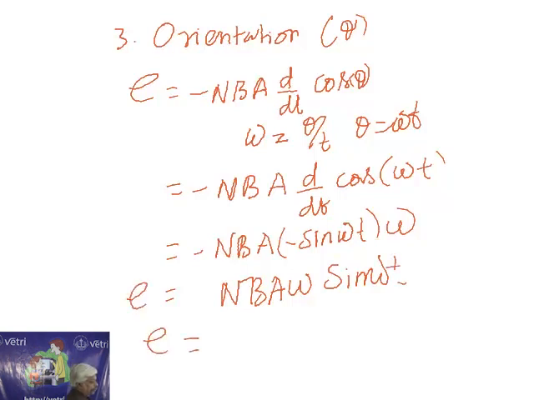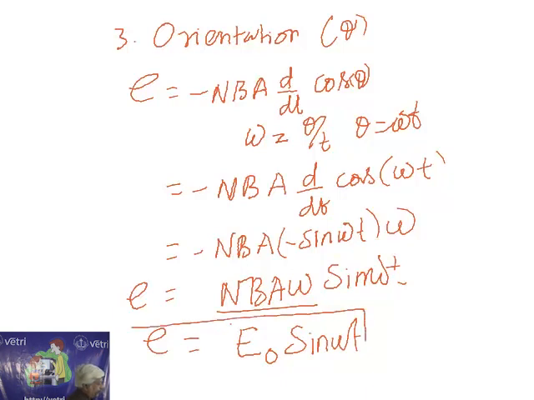Or E is equal to, this value can be modified as E naught sin omega t. E is equal to E naught sin omega t. Such an EMF is induced when you are changing the angle of orientation. What is the meaning of angle of orientation? We are taking the coil, whatever be the coil, placed inside a magnetic field.